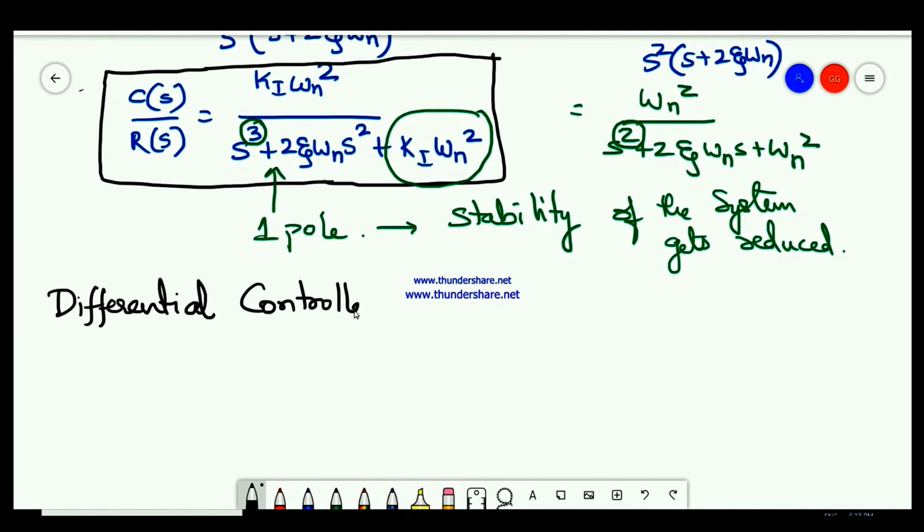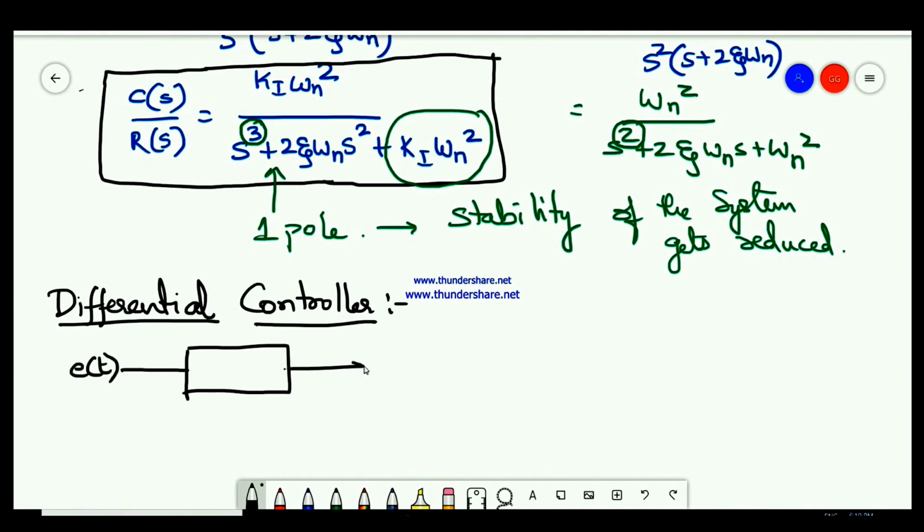So the differential controller, let us write the block diagram for a differential controller, where now we are going to use a differentiator as a controller. Earlier we used an integrator, now we use a differentiator, where input would be e of t, output would be n of t, where the controller is now the differentiator, which is proportional to the difference d by dt.